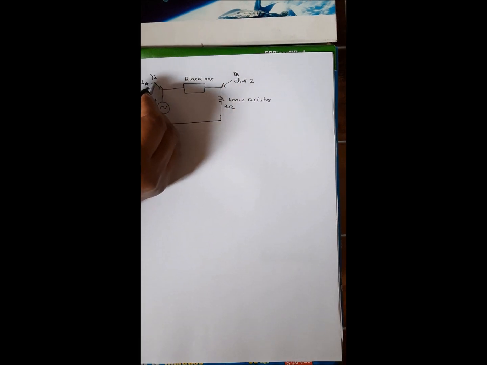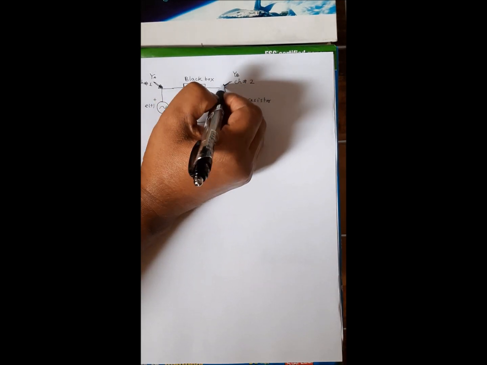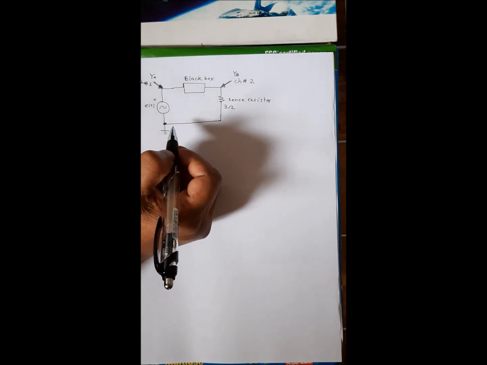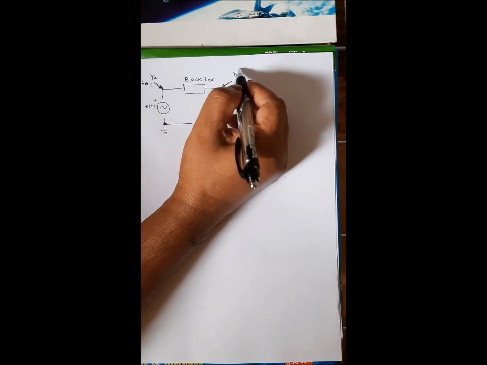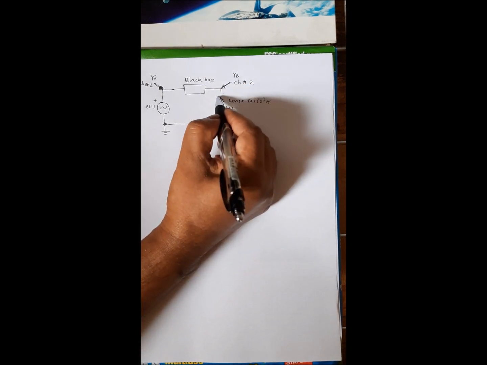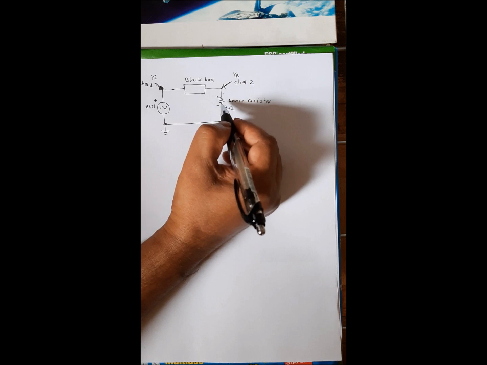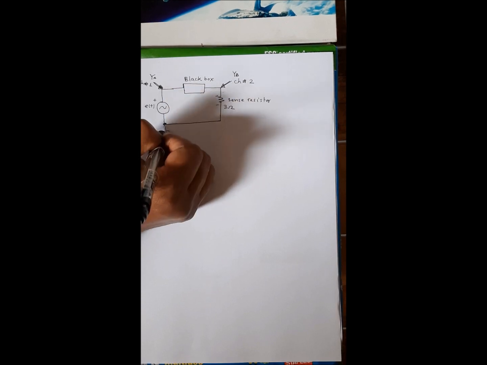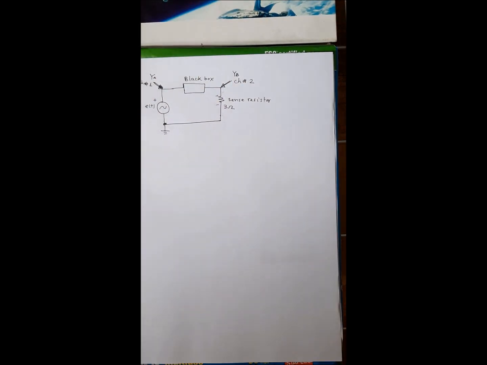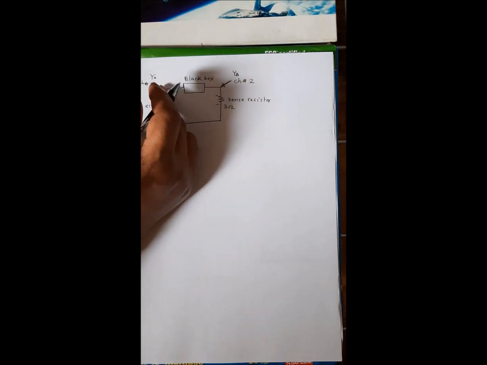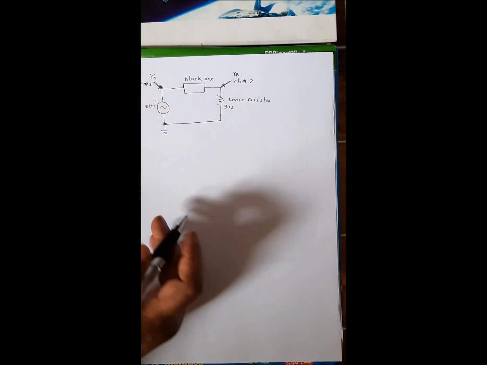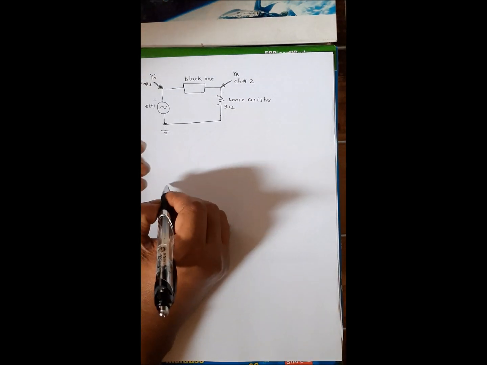So we connect channel 1 at this terminal. As you know, one terminal of channel 1 will be connected here, and the other terminal will be connected to the ground. For channel 2, one terminal will be connected here, and the other terminal will be connected to the ground. So now channel B basically gives us the voltage across this resistor, and that will be equivalent to the current in this circuit. And channel A will give us the voltage across the source. So let me see what we get here.